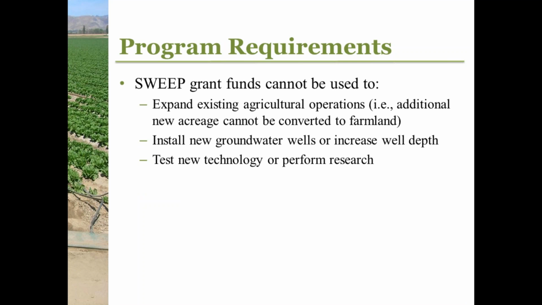Additional program requirements. SWEEP grant funds cannot be used for expanding existing agricultural operations; new farmland, new acreage, cannot be converted to farmland. SWEEP funding cannot be used for installation of new groundwater wells or increasing well depth. And again, it cannot be used for testing new technology or performing research. This is not a research program, therefore academic institutions are not eligible to apply.